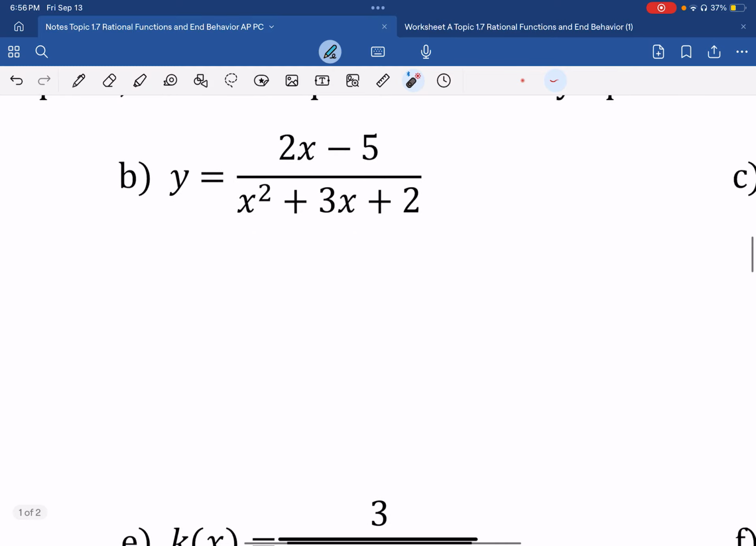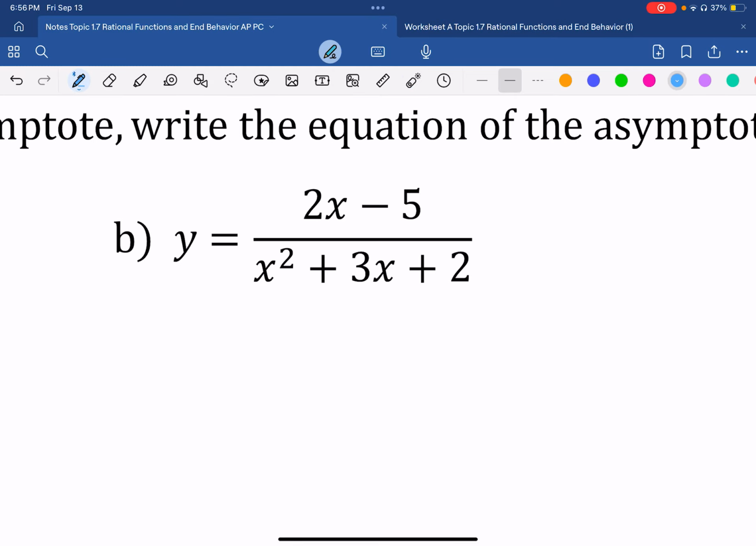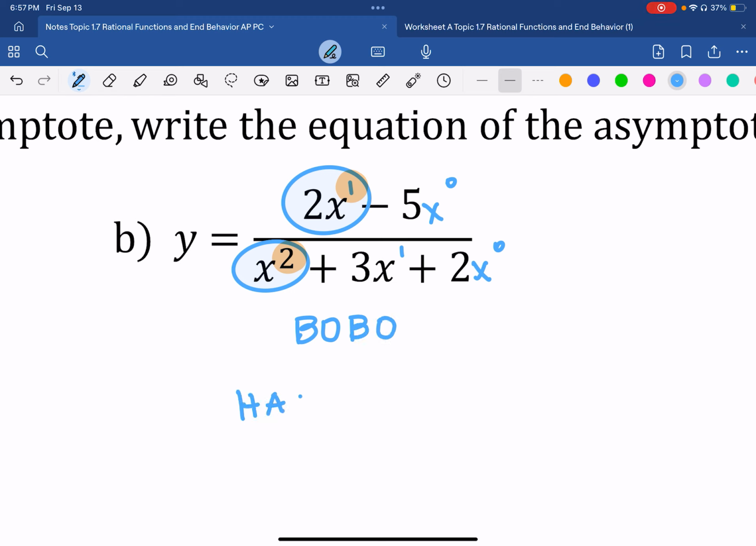Okay, let's do letter B. Again, the 2x has a power of 1, the 5 is multiplied by x to the power of 0. Between these two, the 2x would be the leading term. In the denominator, we have x squared. The 3x has a power of 1. The 2 has a power of 0. Of all 3, the x squared is the leading term. So I have a power of 1 in the numerator, power of 2 in the denominator. The 2 is bigger and it is at the bottom, so this will be BOBO. Bigger on bottom. This one does have a horizontal asymptote, and the equation is y equals 0.